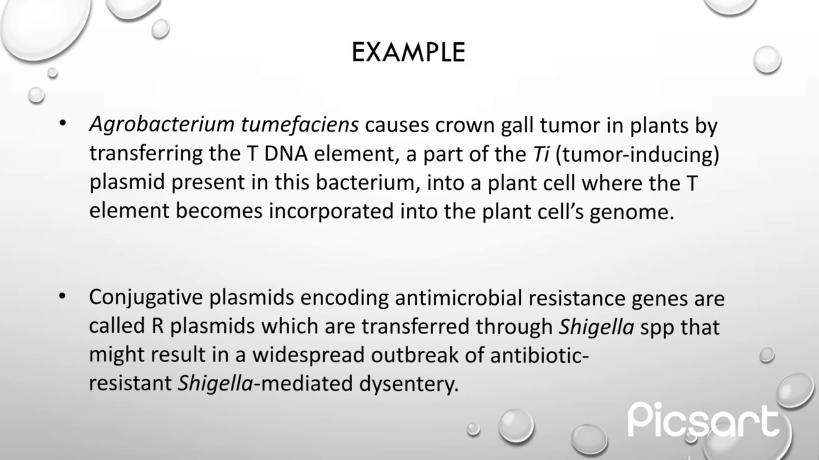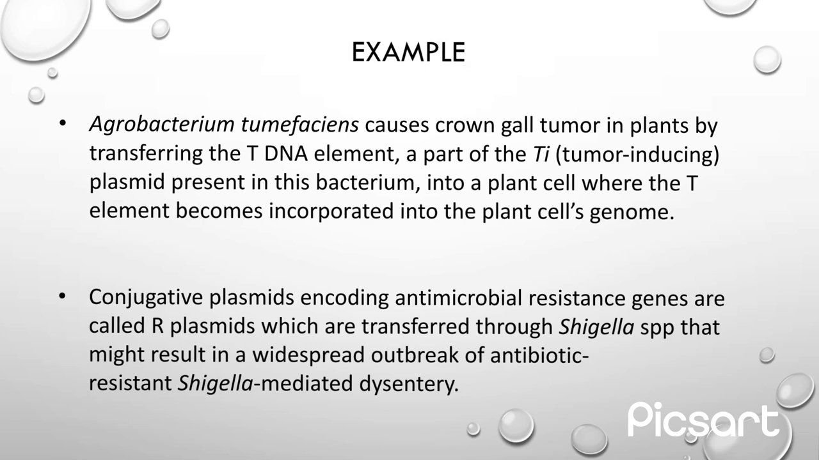It can cause crown gall tumor in plants by transferring the tDNA element present inside its plasmid, that means the Ti plasmid present in this Agrobacterium tumefaciens bacterium, which can transfer to the plant cell where T elements become incorporated into the plant cell genome and thus can cause crown gall tumor in plants.